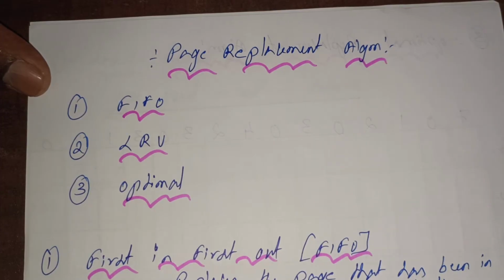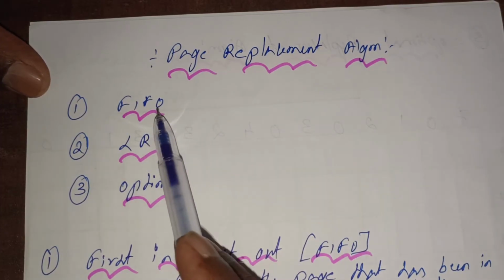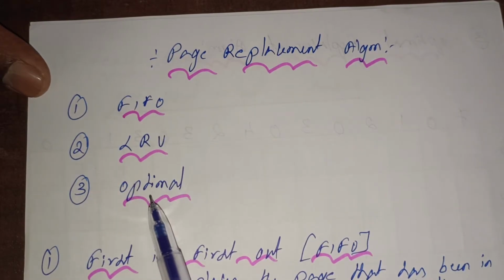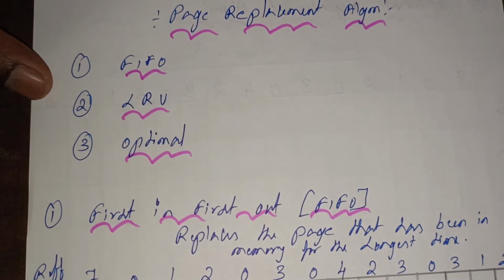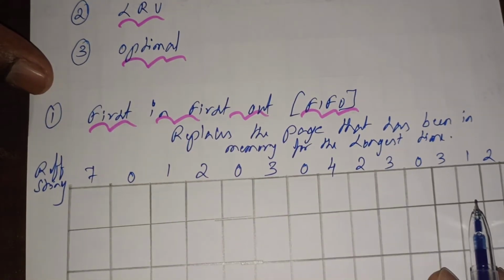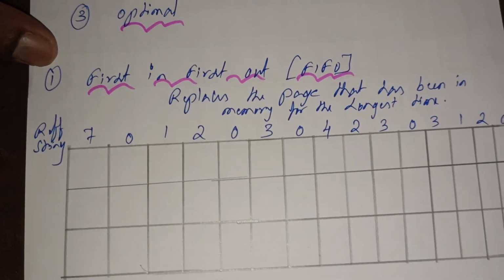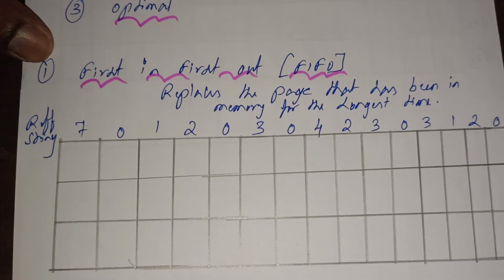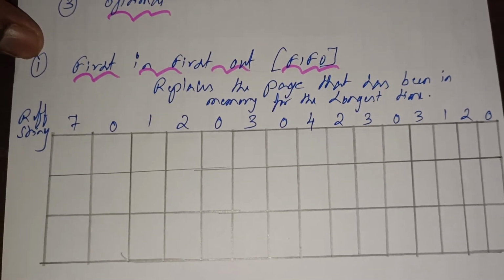Let me get into the topic directly. How does first in first out actually work, what does LRU stand for, and what is optimal doing in this page replacement algorithm? One by one I will explain in detail how these algorithms work more effectively in replacing pages when the virtual memory is full, and how the replacement happens, right?